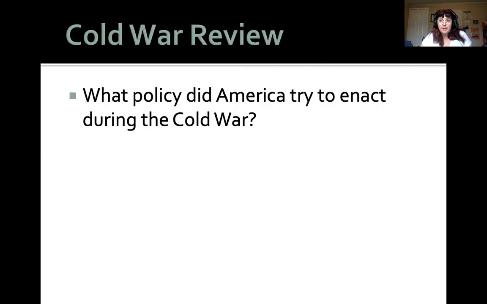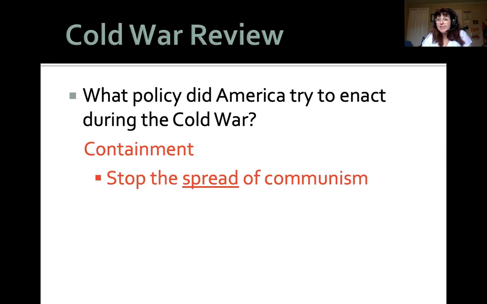So the major policy, as you read about in the Truman Doctrine last week, that America tried to enact during the Cold War was the policy of containment. And that was limiting or stopping the spread of communism. So by 1950, the Soviet Union was communist, obviously, but also China had just very recently become communist. So the US was very concerned that other countries in Asia would begin to fall to communism.